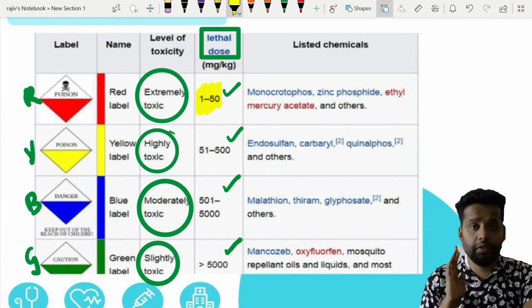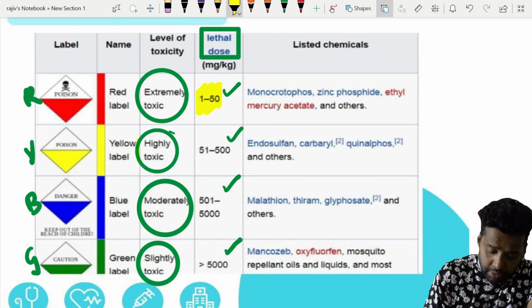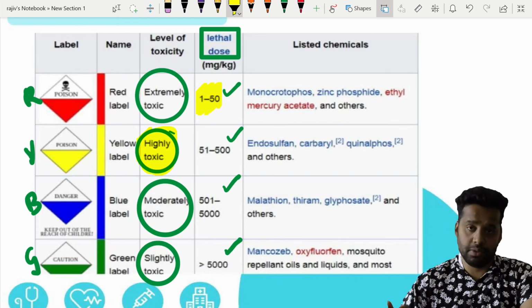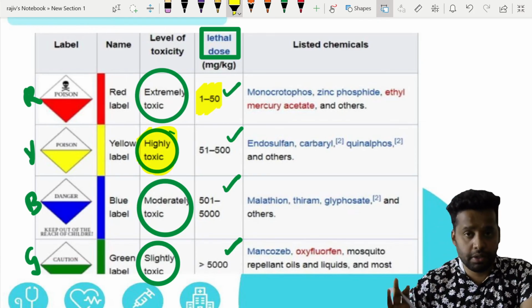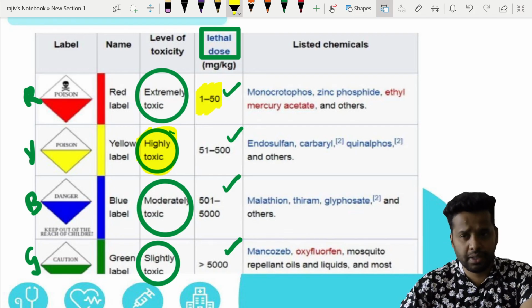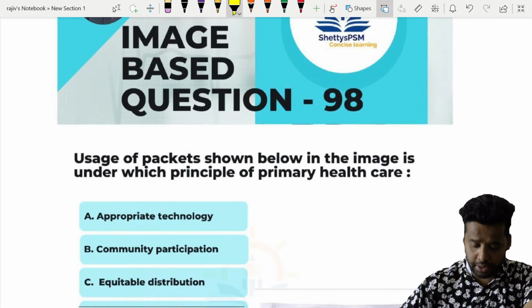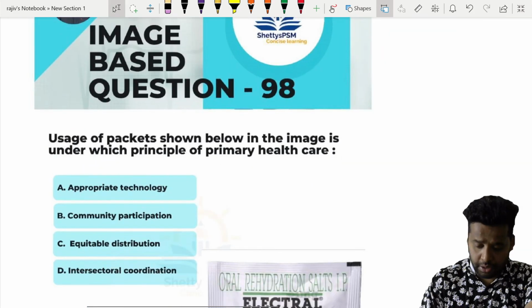Sometimes you have to remember a very important thing. I made the question a bit difficult for you by giving yellow color. It is highly toxic, not extremely toxic. What is the color given for extremely toxic? You can guess. Red. Red means something dangerous. Good.